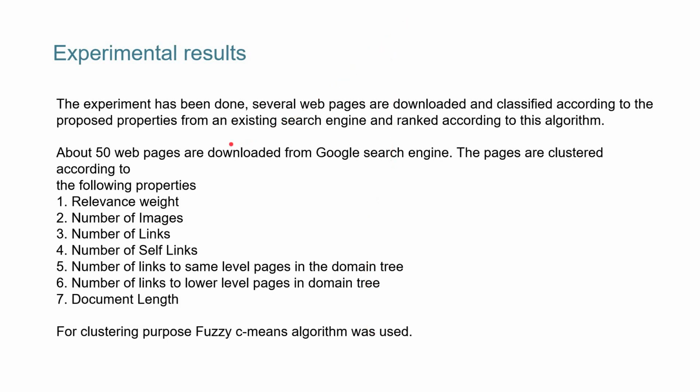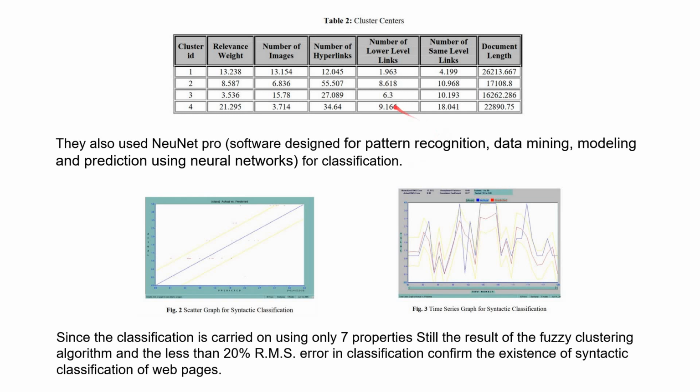Now another experiment was done by the authors of this paper, where several web pages were downloaded and classified according to the proposed properties from an existing search engine and ranked according to this algorithm. About 50 pages were downloaded from the Google search engine, and the pages were clustered according to the following properties: relevance weight, relevance of image, number of images, number of links, number of self links, number of links to the same level of pages in the domain tree, number of links to the lower level pages in the domain tree, and document length. For clustering purposes, the fuzzy C means algorithm was used. So this is the result that they obtained.